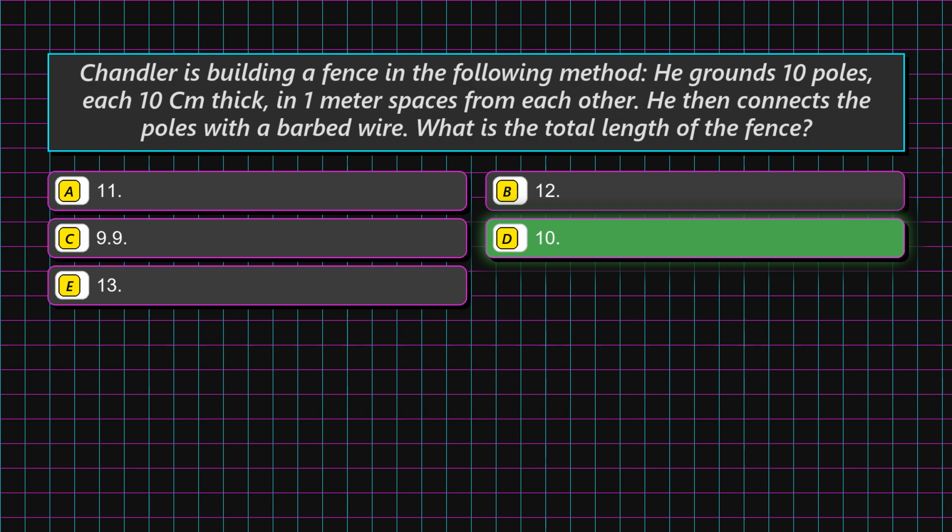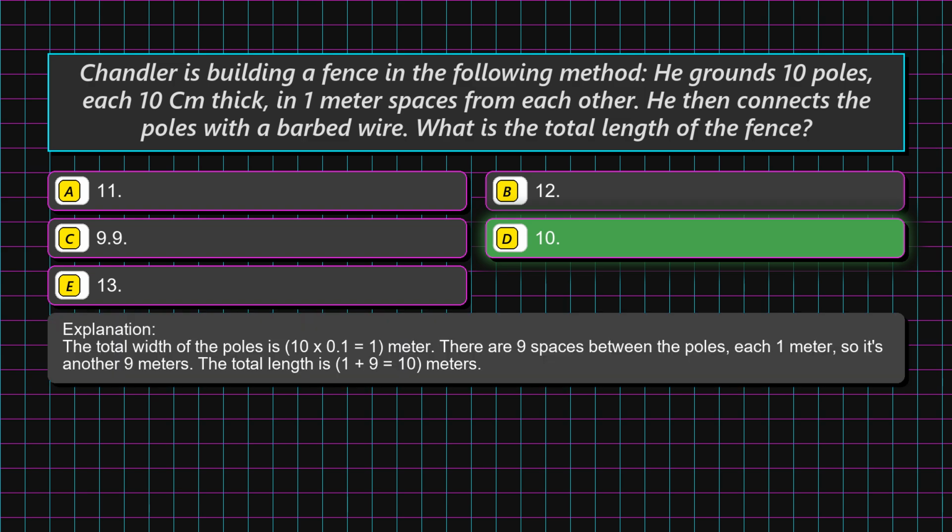The correct answer is option D, 10. The total width of the poles is 10 x 0.1 equals 1 meter. There are 9 spaces between the poles, each 1 meter, so it's another 9 meters. The total length is 1 plus 9 equals 10 meters.